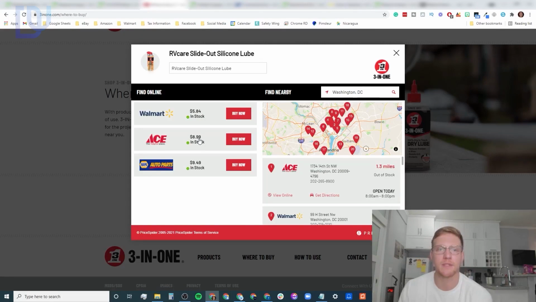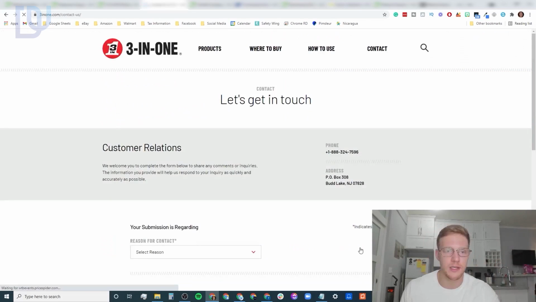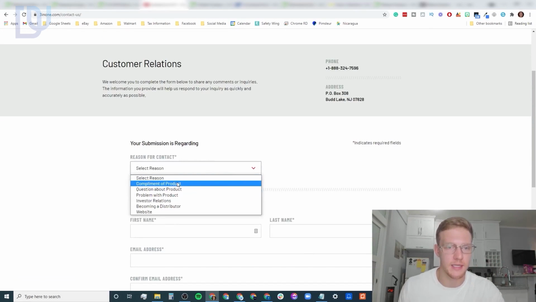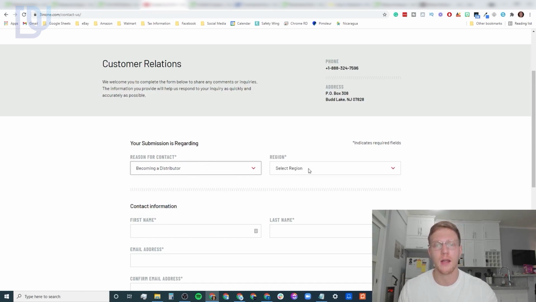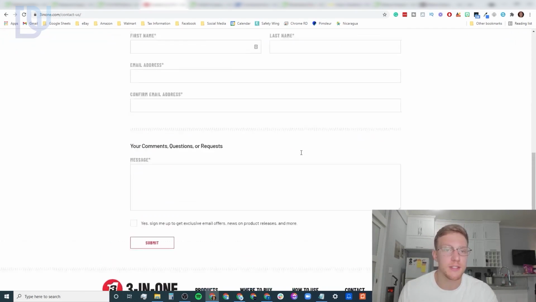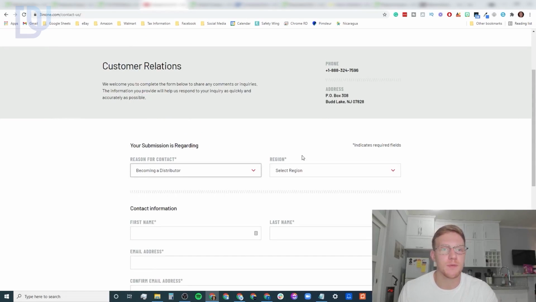And at this point in time, it's just pretty much suggesting to buy it at Walmart, Ace Hardware, Napa Auto, or anything like that. That's find online. We can click find nearby. It's really not getting us anywhere. You can also click on the contact page. Reason for contact: compliment of product, question about product, problem with product, becoming a distributor. They'll have that here as well. You could do this. The likelihood that you're gonna hear back is probably pretty low.